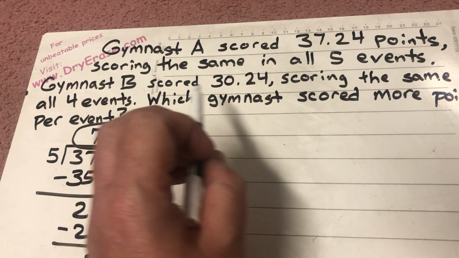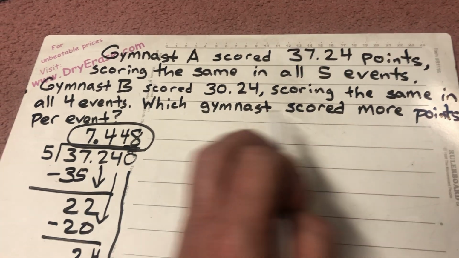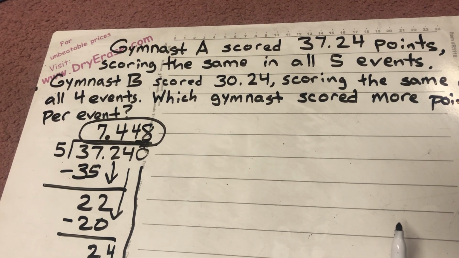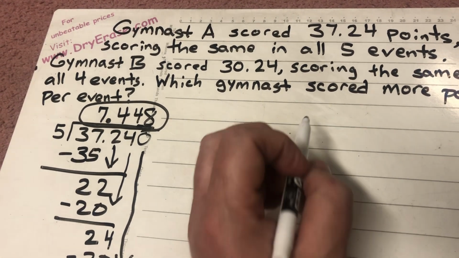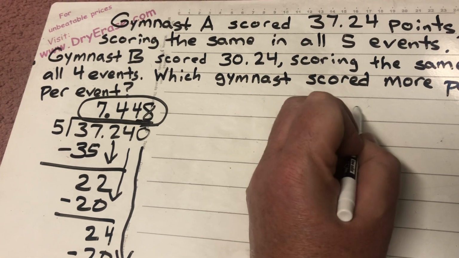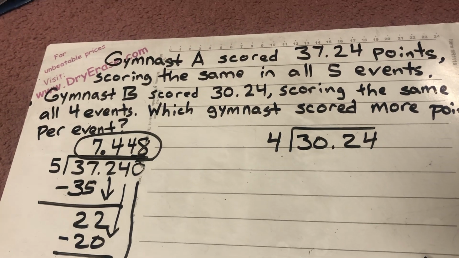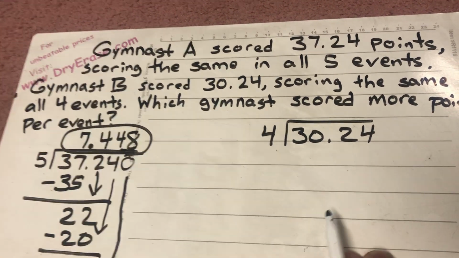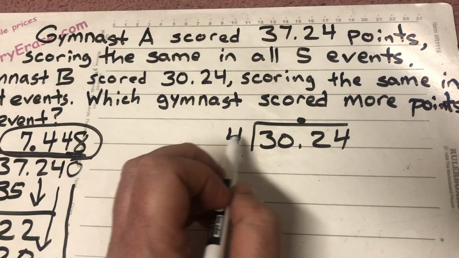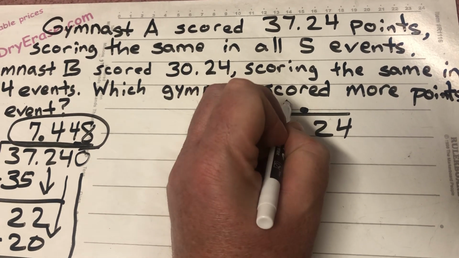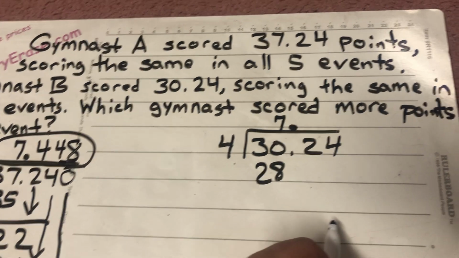Now it says Gymnast B scored 30 24/100, scoring the same in all 4 events. So to figure out how many points Gymnast B scored, I would have to take the 30 24/100 and divide that by 4, because that individual was only in 4 events. Once again, no decimal here, so decimal here goes straight up. 4 can go into 30 7 times.